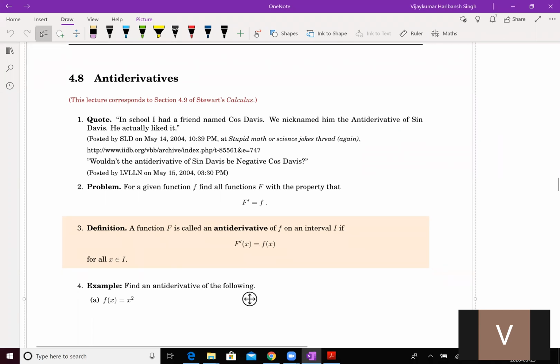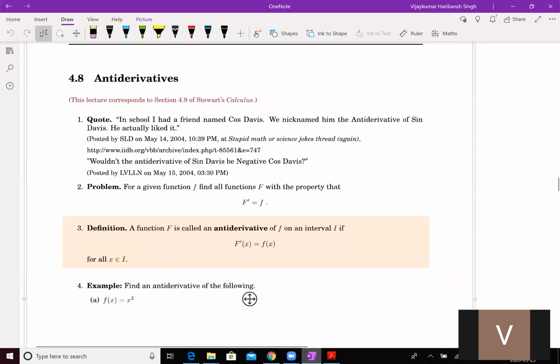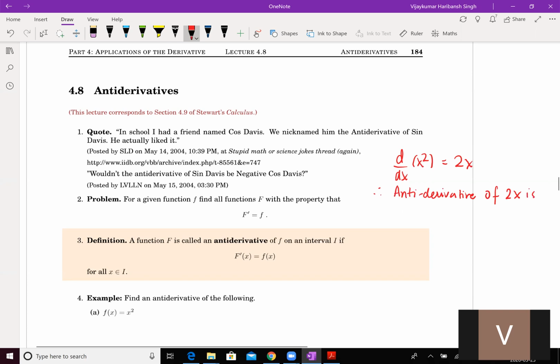So notice the following. Notice that the derivative of x squared is 2x. Therefore, the antiderivative of 2x is x squared. So it's exactly the opposite of the derivative.